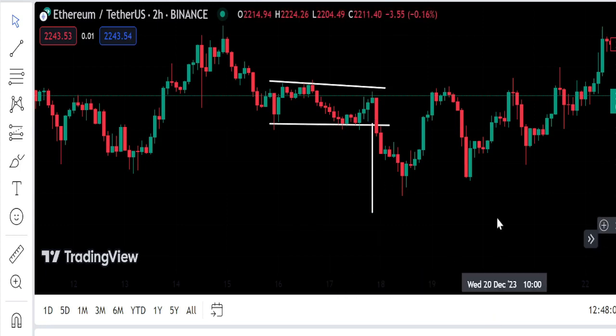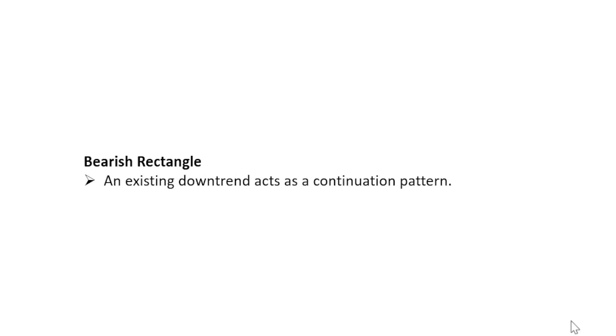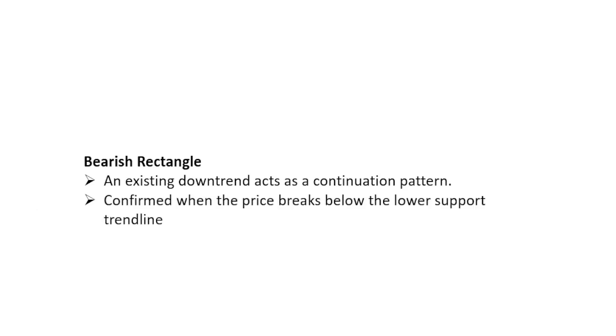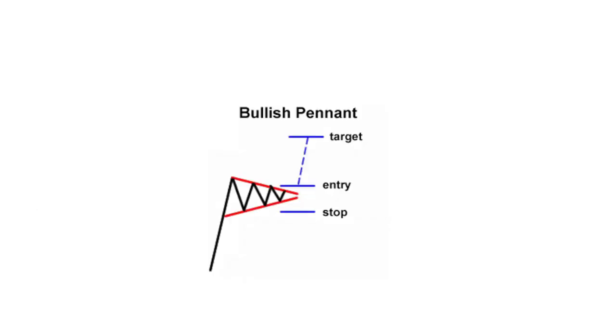So let's do a recap of our bearish rectangle. Once again, this is found in an existing downtrend that acts as a continuation pattern, confirmed when the price breaks below the lower support trend line. And it takes us now to our next pattern, the bullish pennant.